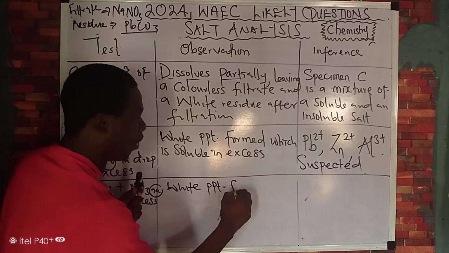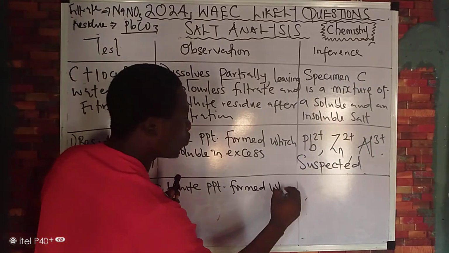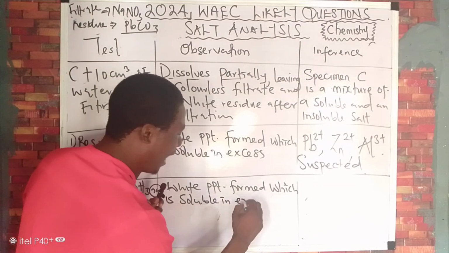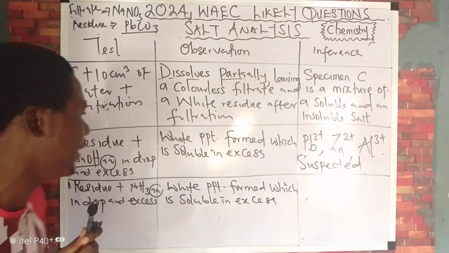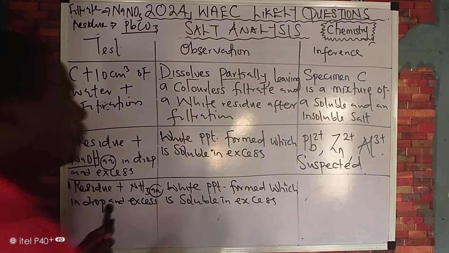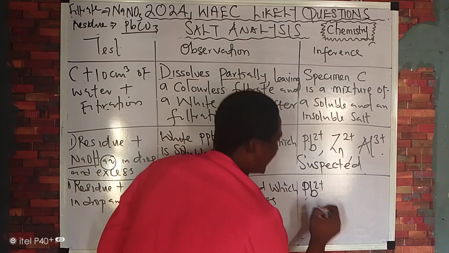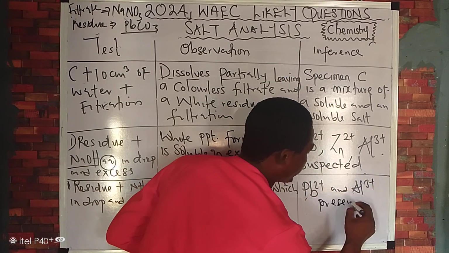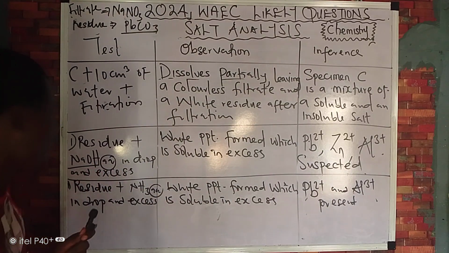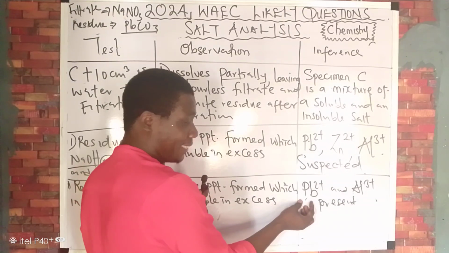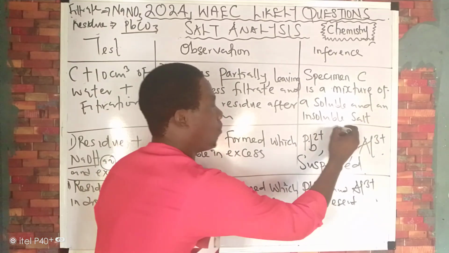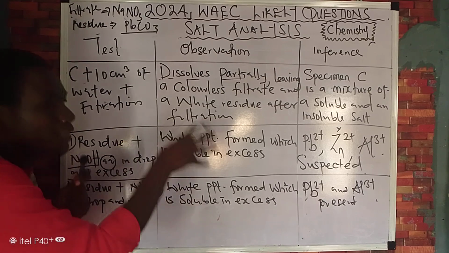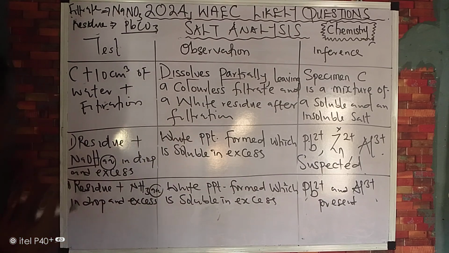White precipitate formed, which is soluble in excess. Which ions exhibit these characteristics? Only two of them. One is lead, and the other one is aluminium. So we are likely to say it is either lead or aluminium. So zinc has now been eliminated. You see it now. Make sure you are very careful in recording your observation and your inference.